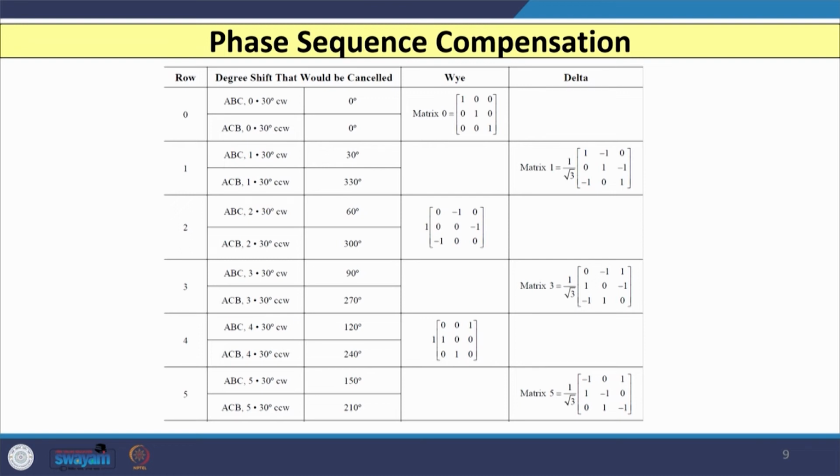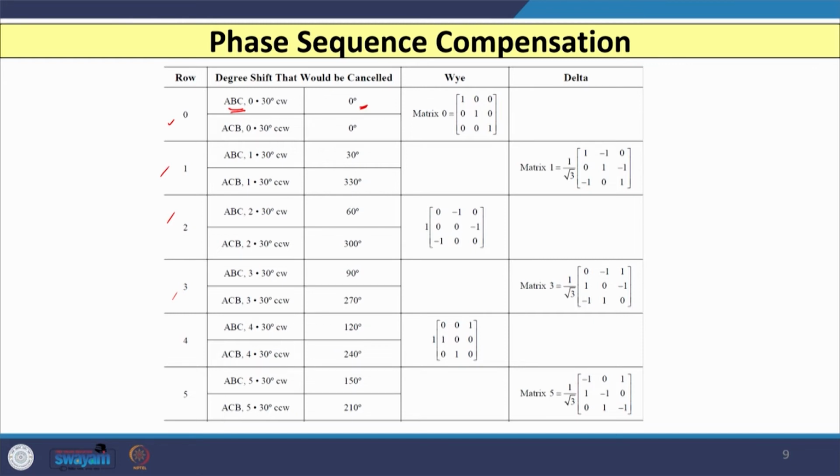So, how to tackle this in a digital relay? In a digital relay, most of the manufacturers will give the phase sequence compensation matrix. So, I have shown one table here in which first column indicates the row, right. The second and third column together indicate the phase sequence and what degree of compensation we require.